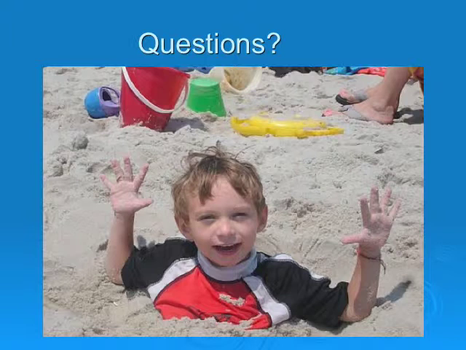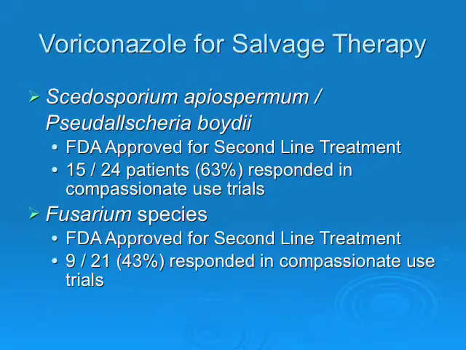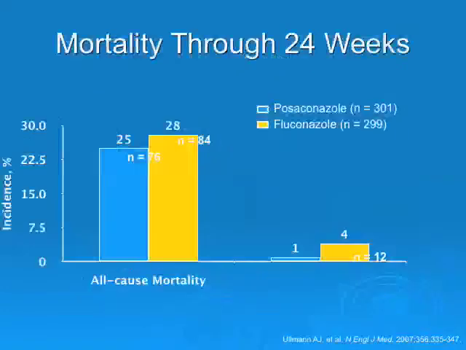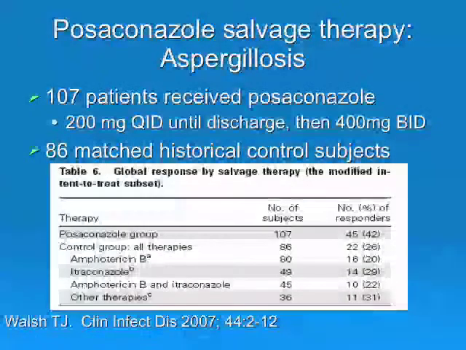Now, flipping through to the Posaconazole salvage data. Again, it's certainly not a randomized trial. It was 107 patients who received Posaconazole for Aspergillosis who had failed a frontline therapy, generally an amphotericin B product, compared with 86 matched historical control subjects who were not able to get the study drug. That was before this compassionate use study was available, and there did seem to be perhaps a little bit of an advantage.